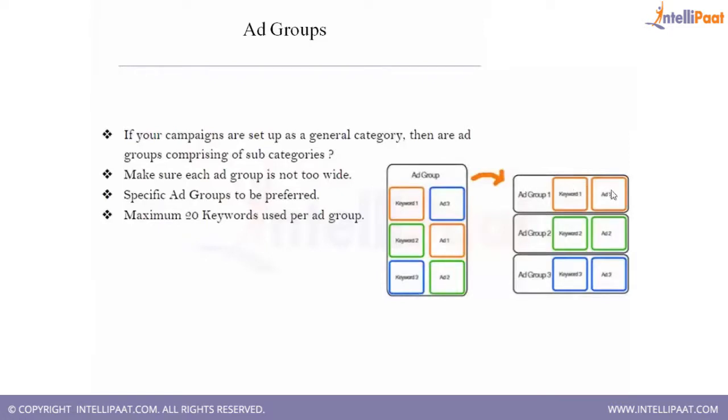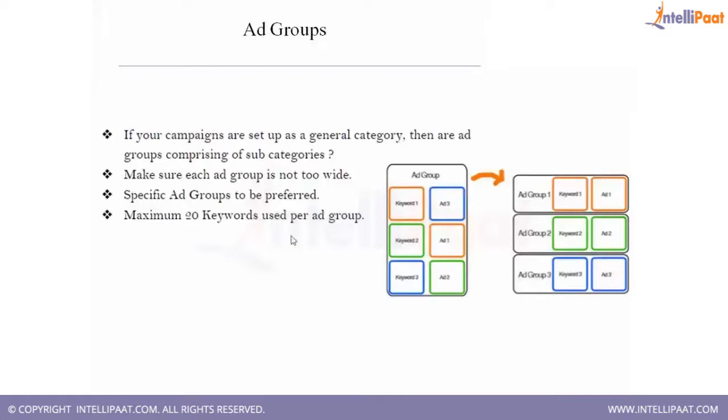What keyword is matched to what particular advertisement and ad copy is something which needs to be checked. It should not be a mismatch. As you can see, keyword 2 matches with ad 2. It shouldn't happen that keyword 3 is linked to ad 2. So the sequence part, the overall relevancy part, needs to be looked into.